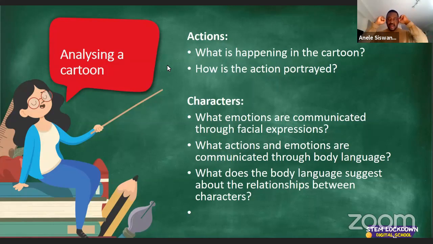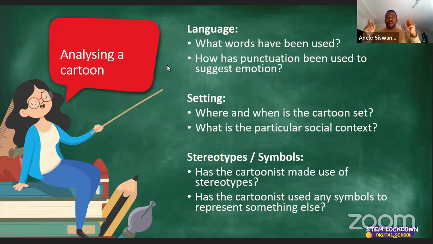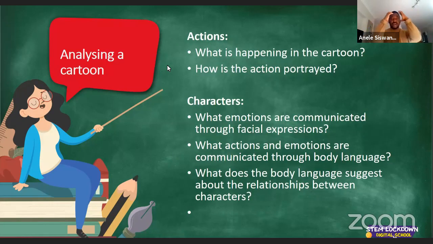So keep these things in mind: the action, what is happening, the characters, right? Then the language, what words have been used, how has the punctuation been used to suggest the emotion, the setting, where and when is the cartoon set, what is the particular social context, right? And the stereotypes, the symbols: has the cartoonist made use of stereotypes, has the cartoonist used a symbol to represent something else.